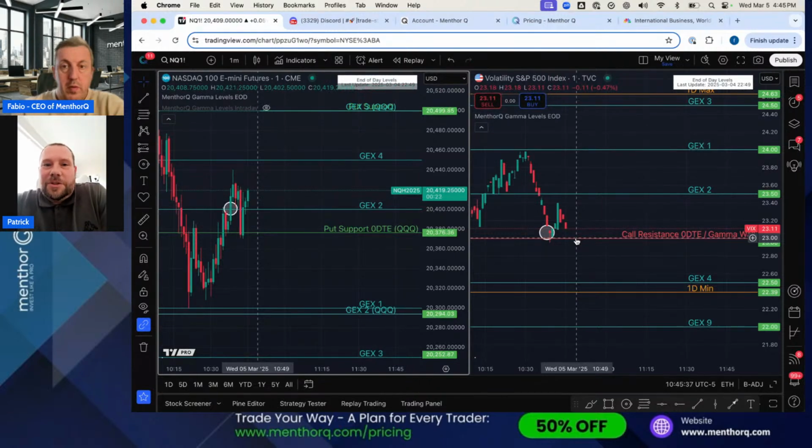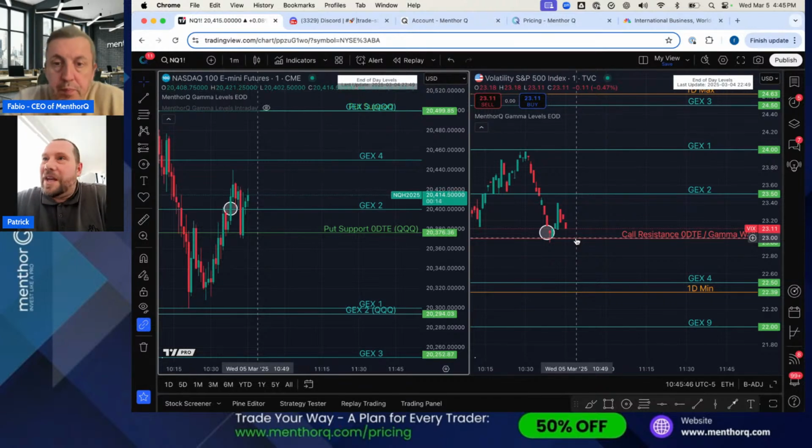And we're doing this all with the levels, Fabio, correct? So we don't hide something. It's all about the levels. Of course, there are some other traders. They're looking into Bookmap. They're looking at some other tools. That's good. That's fantastic. You should always have a second confirmation.